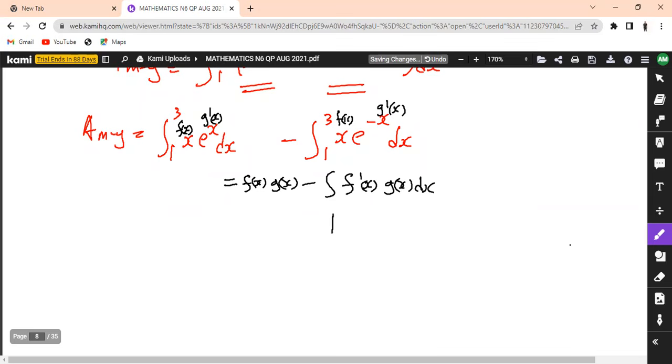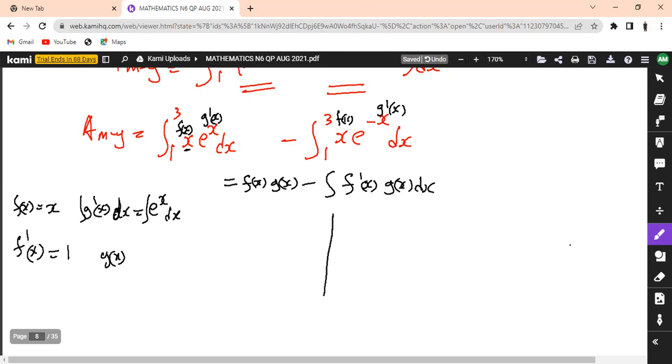So let's start. Here, this is our f of x, which we said is x in this case, and our g prime x dx is e to the exponent of x dx. So let us find f prime x, which is 1, the derivative of x. And if we integrate both sides, we are left with g of x, and we know that the integral of e to the x remains like that.